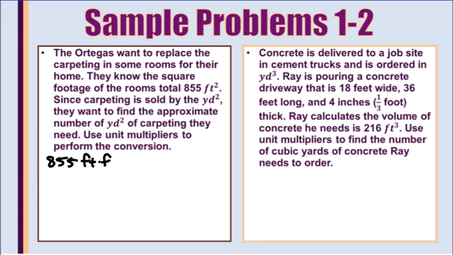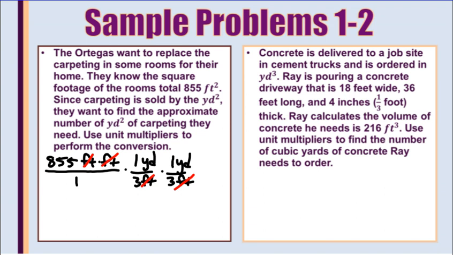I'm going to put feet times feet, so I know I have two of those. I need to convert that to square yards. I know that in 1 yard there are 3 feet, but that only takes care of the 1 foot. I need to get rid of the other foot. I need to multiply by the same unit multiplier again, because now this foot label cancels out this foot label, and now I have square yards, because 1 yard times 1 yard is 1 square yard.